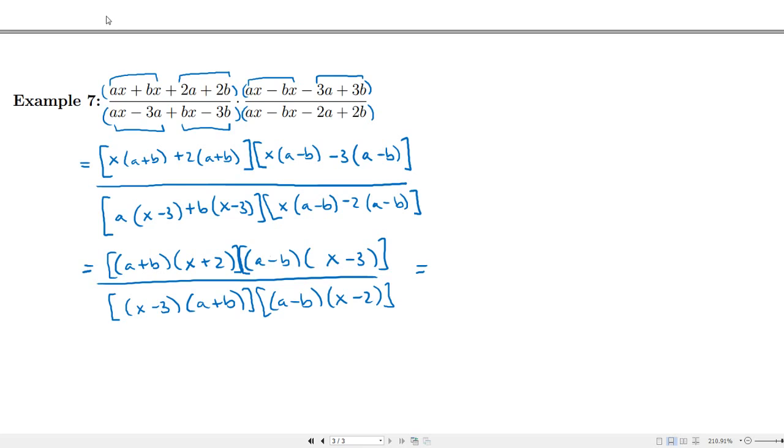So let me switch to a different color. We have an a plus b. Do we have any a plus b's? Yes. Reduce. Any x plus 2's? No. A minus b's? Yes. X minus 3's? Yes. So it looks like our final answer is going to be x plus 2 over x minus 2.